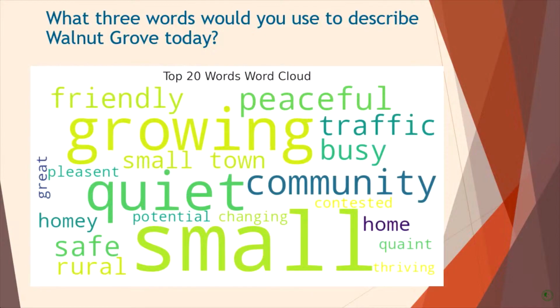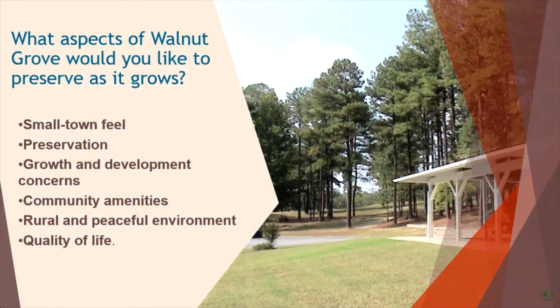So, all right. One of the questions was, what 3 words would you use to describe Walnut Grove today? And these are the top words. Those of you who are familiar with word clouds will know that the bigger the word is, the more times it was said. The smaller the word is, the fewer times it was said. And these are the top 20 words. Everything from thriving, small, quiet, community, growing, safe, traffic, busy. I really like this. I think it tells a story right up there, right? Also some conflict. You know, busy and quiet. Things are changing.